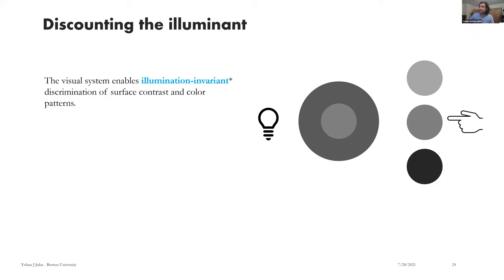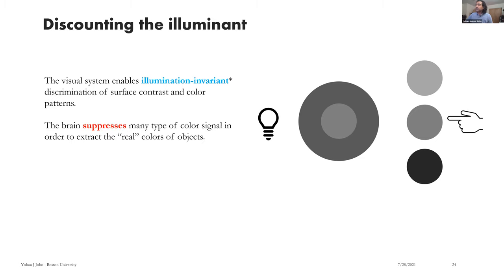And so to some extent, there's illumination invariant discrimination of surface contrast and color patterns. We have to be careful here because we should not say that people are unaware of the illuminant, because we are. We do know when overall illumination changes. So it's something subtler than that. It's that we are able to extract information about, for lack of a better term, what we can call sameness of contrast and color. We can factor out the illumination. So discounting does not mean being unconscious of.